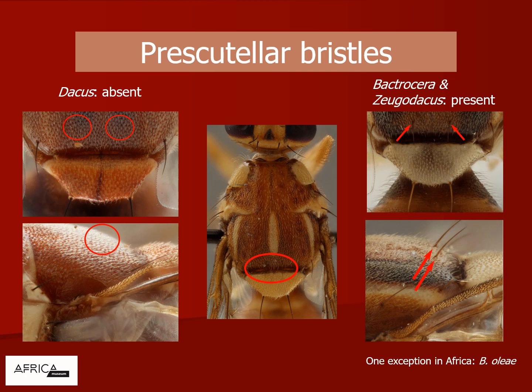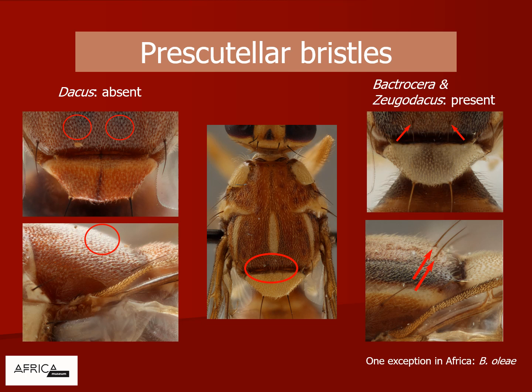Here we see the two alternative character states regarding the prescutellar bristles. On the left-hand side, one sees the areas in dorsal view on top and lateral view below, when the prescutellar bristles are absent. The area where one would expect them are encircled in red. The prescutellar bristles are absent in all Dacus species. The left-hand images are therefore typical of the character state in Dacus.